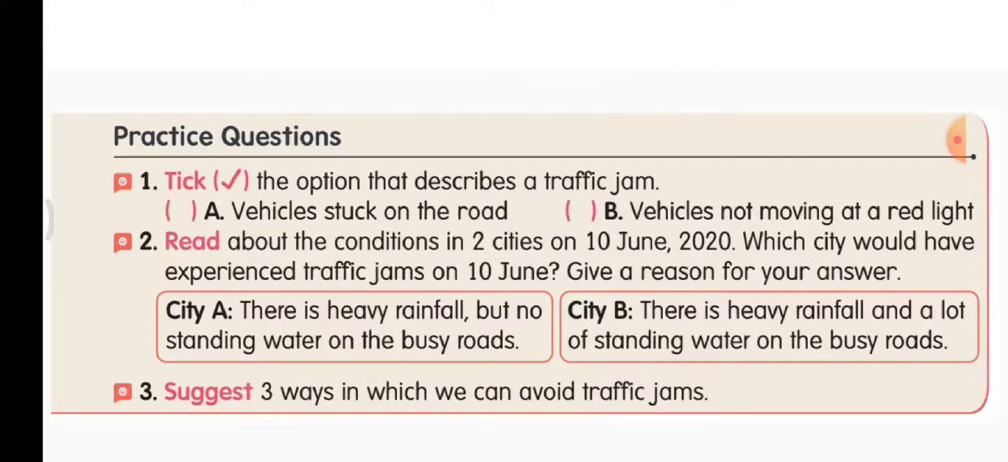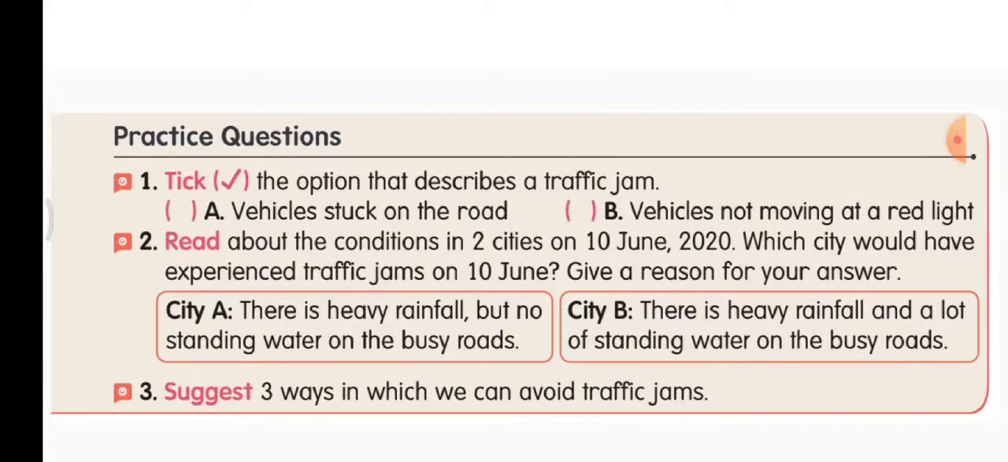Second question, read about the conditions in 2 cities on 10th June 2020. Which city would have experienced traffic jams on 10th June? Give a reason for your answer. Okay, on the date 10th June 2020, 2 cities are there. Let us observe the situation and let us decide which city might have had traffic jam. Okay, city A, there is heavy rainfall but no standing water on the busy roads. City B, there is heavy rainfall and a lot of standing water on the busy roads.